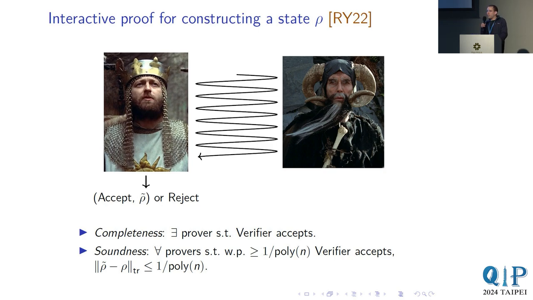So the completeness condition, similar to normal interactive proofs, is just that there should exist a prover that causes the verifier to accept. The soundness condition is what's going to be a little different here. Now it's that for all provers such that the verifier accepts with non-negligible probability, the verifier's output state should be accurate to within inverse polynomial trace distance.